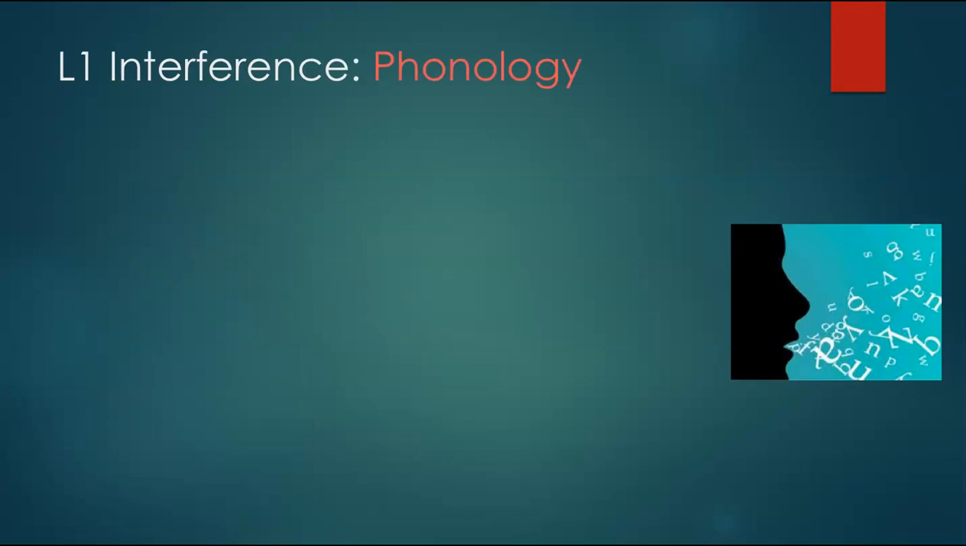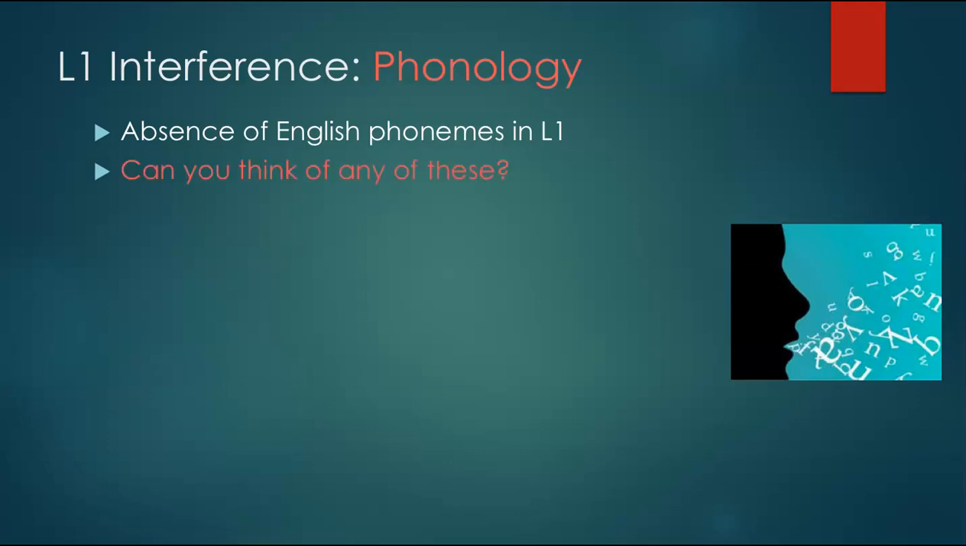There are a number of ways that the sound system of the first language can impact learning the sound system of English. So phonology refers to our sounds that we make in English or in any language. Some phonemes or individual sounds that we have in English don't exist in other languages. Can you think of any of these sounds, individual sounds that we make in English that don't exist in some other languages you might know?